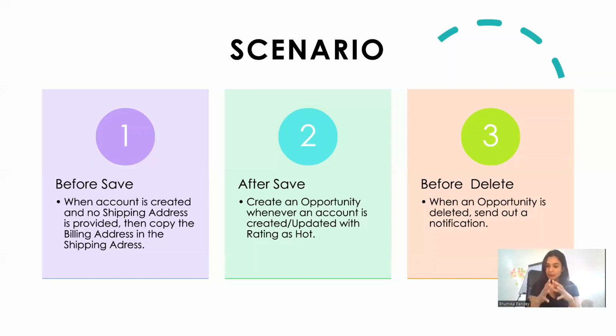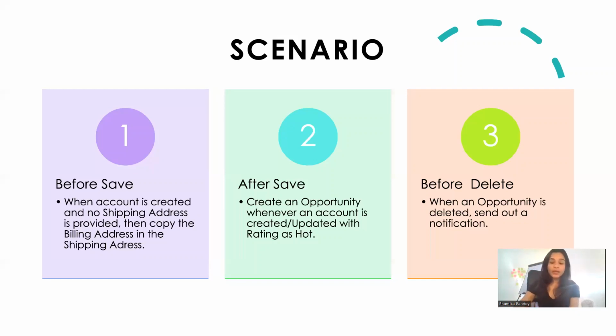Because let's say I'm creating an account, and once that account is created, I want one opportunity to be automatically created and associated to this account. Then I will pick the after event. Why? Because when I'm creating that opportunity, I also want to associate it to this particular account that I've created. If I include this logic in the before event, I will not have the account ID, because the account is not saved yet. That is why I will pick the after event.